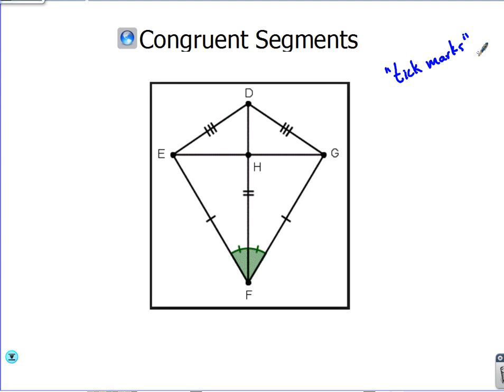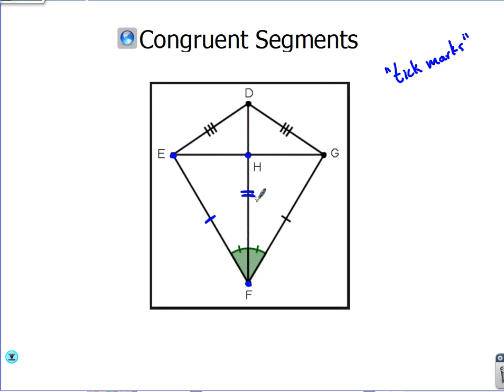Anytime that you want to show somebody that 2 line segments are the same, and when I say same, the same distance, use tick marks. In this drawing, line segment EF has a single tick mark. Line segment HF has 2 tick marks. Are they the same? No. In order for 2 line segments to be the same, they're going to have the same number of tick marks.